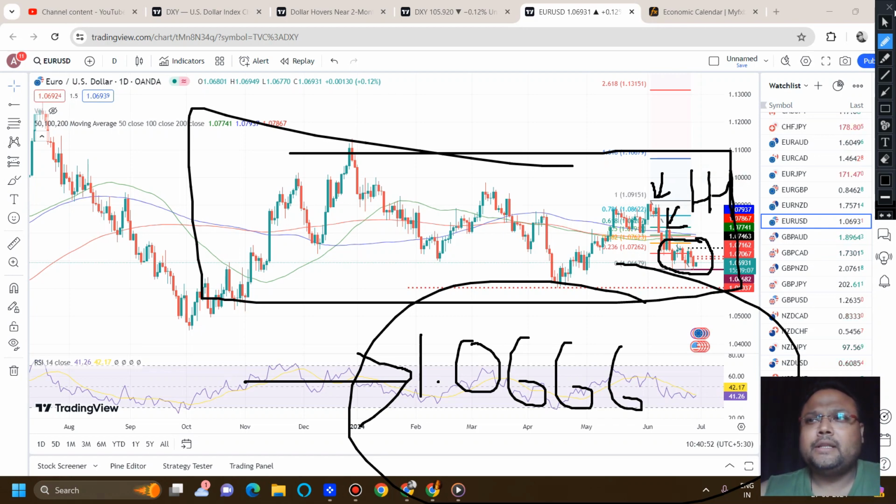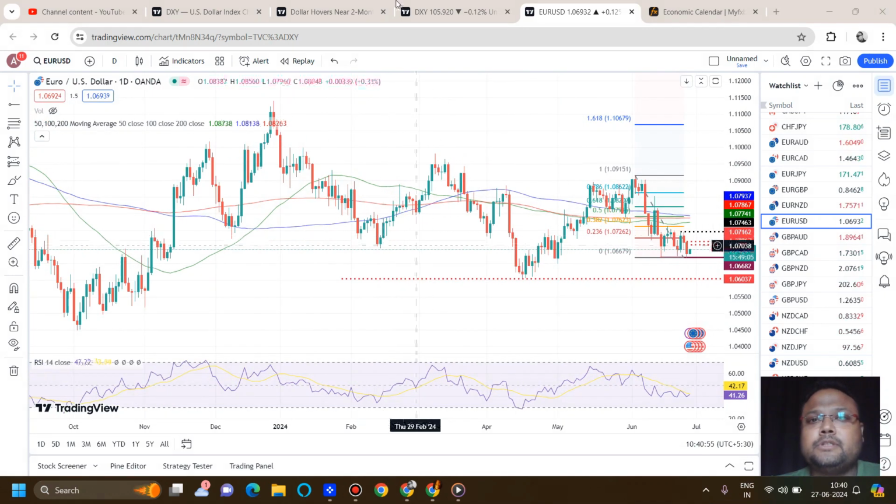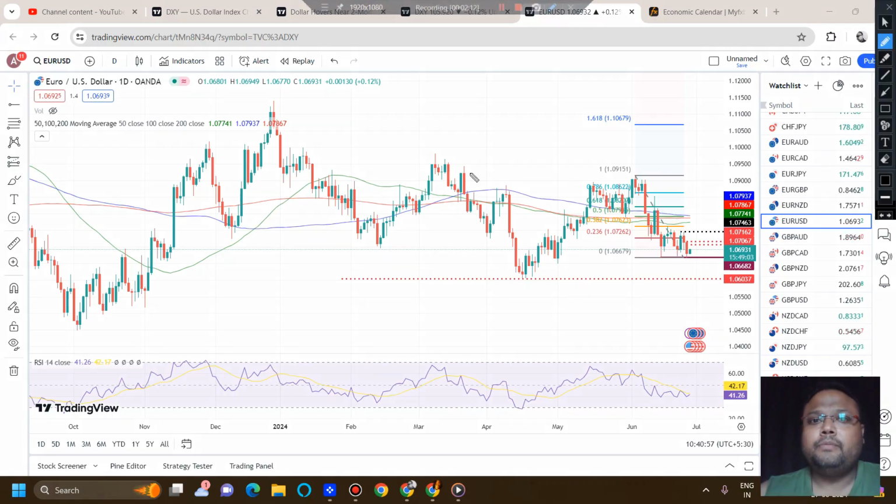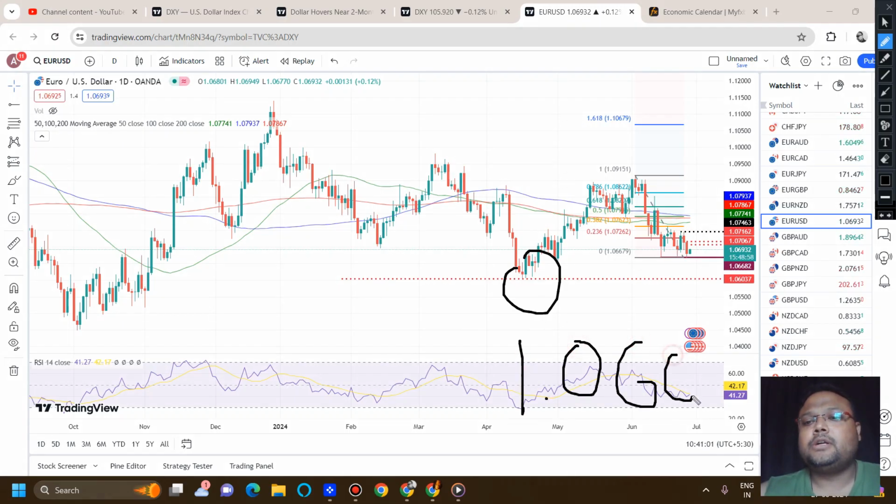So overall the market is not very positive. The chart is not very positive. Then where is the next support? Because of this, we have the next support on the chart of Euro USD around 1.0600. This is the next support here.